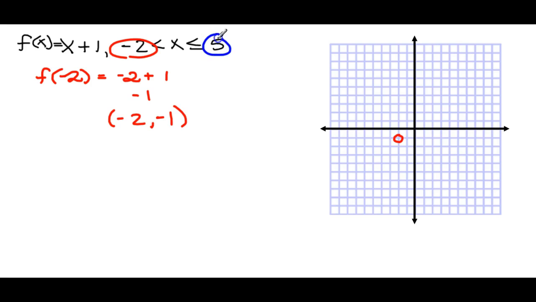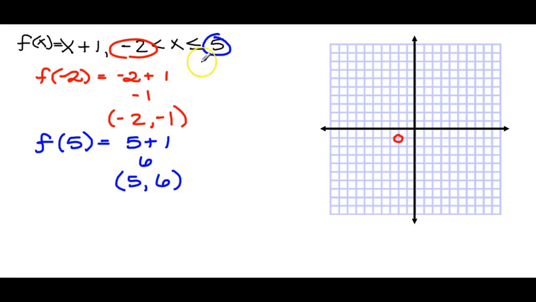Now the next one I'm going to use is 5. So f of 5 equals, instead of x, we're putting in 5, so it becomes 5 plus 1. That's 6. Our coordinate point would be 5 is our x, 6 is our y. Because it's a less than or equal to, I am going to put a closed dot. So I'm going to go 1, 2, 3, 4, 5, and 1, 2, 3, 4, 5, 6, and put a closed dot, and then let's connect them.